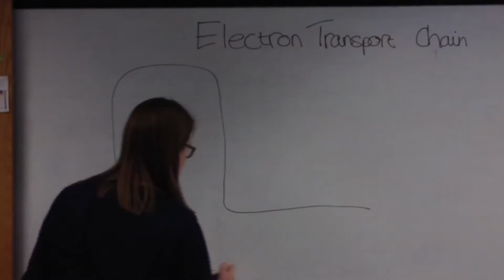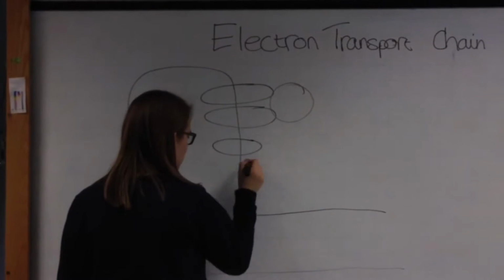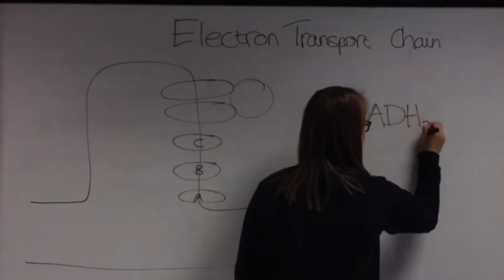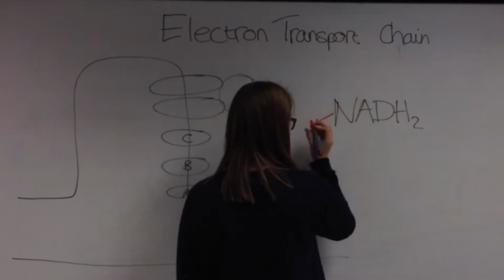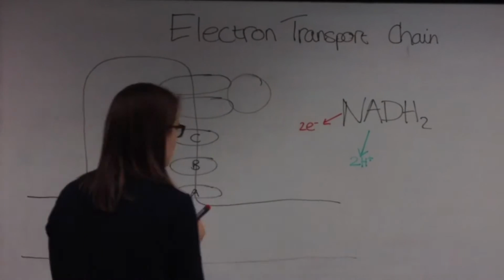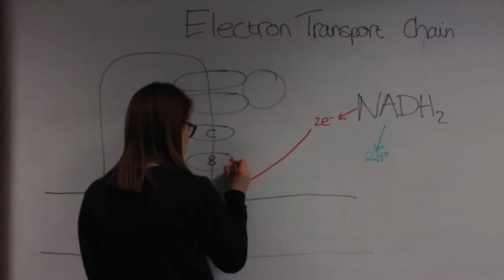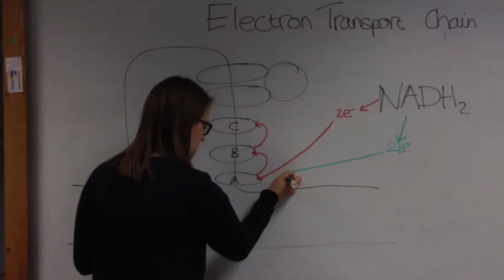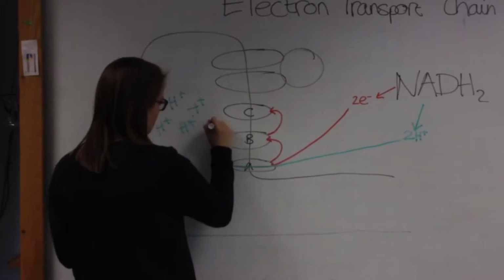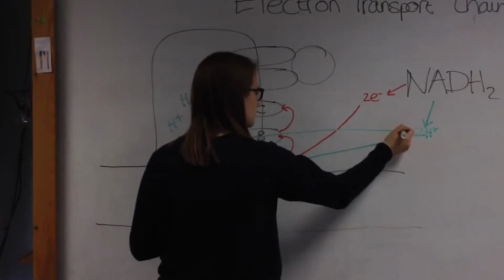NADH2 is dehydrogenated, in which the hydrogen is split into 2 protons and 2 electrons. The electrons are passed through a series of redox reactions through the electron carrier proteins. The energy produced is used to actively transport protons across the mitochondrial membrane. The protons accumulate, which creates a concentration gradient, so the protons can now diffuse through the protein channels.